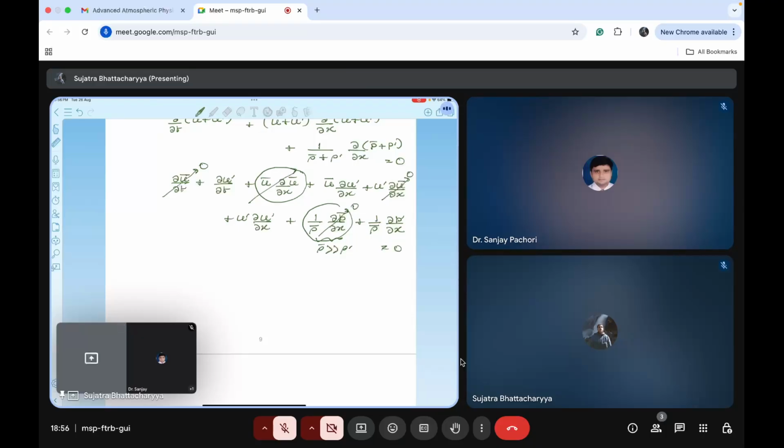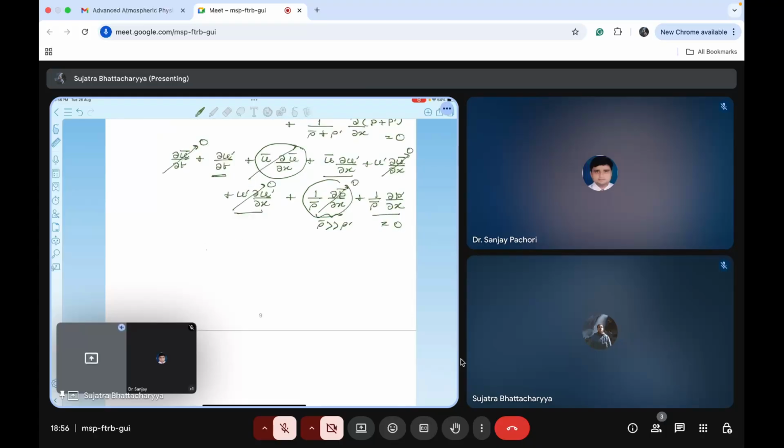Fine. So finally, we are getting delta U dash delta T. This term, the product of perturbations, will be 0, and this term. So delta U dash by delta T plus U bar delta U dash by delta X, plus 1 by rho bar delta P dash by delta X equal to 0.